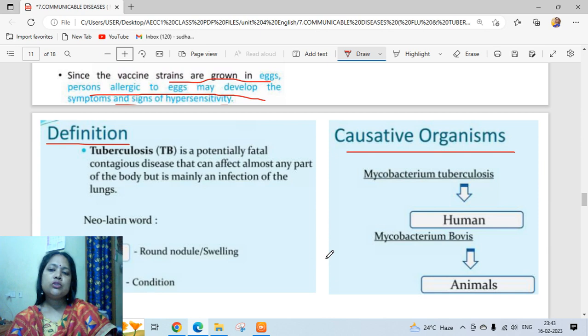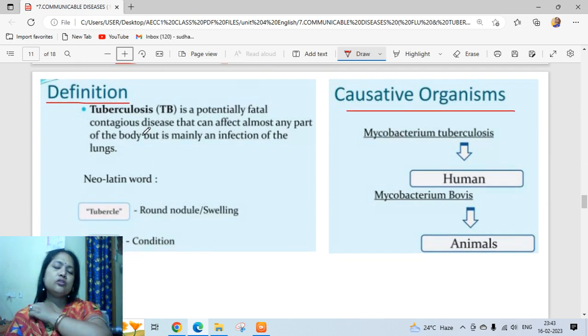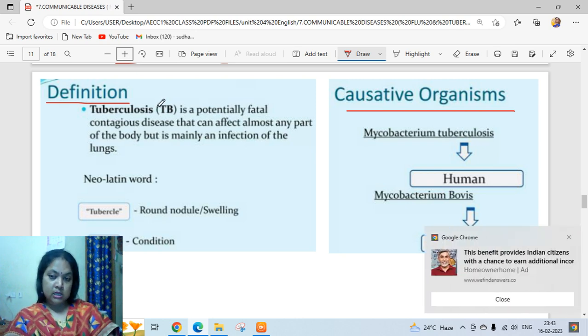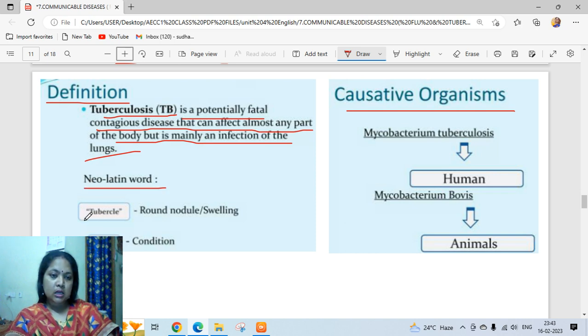Now let us discuss tuberculosis, as you all know, abbreviated as TB. Tuberculosis is a potentially fatal contagious disease that can affect almost any part of the body, but is mainly an infection of the lungs. In Neo-Latin, tubercle means round nodule or swelling, and osis means condition.